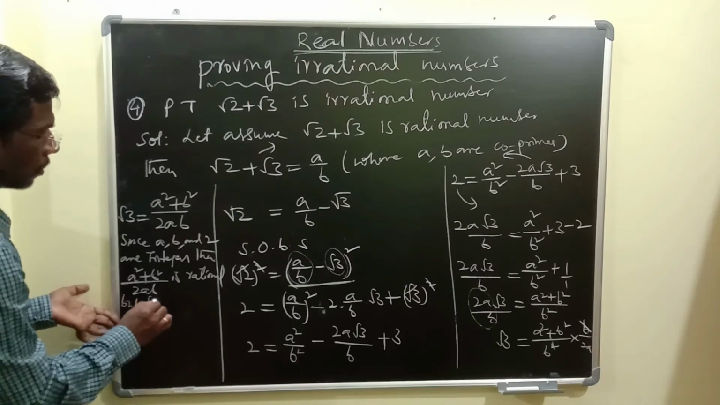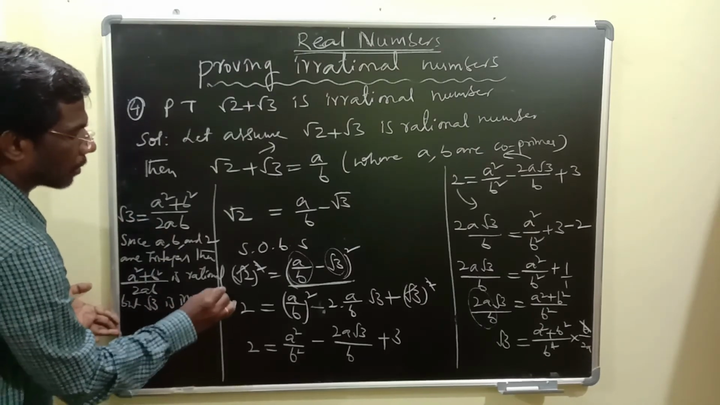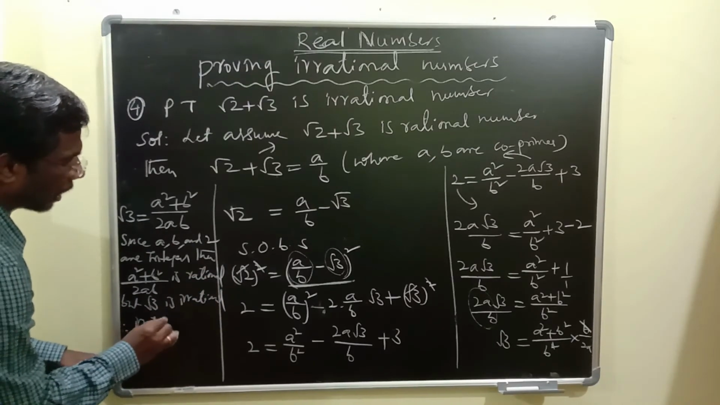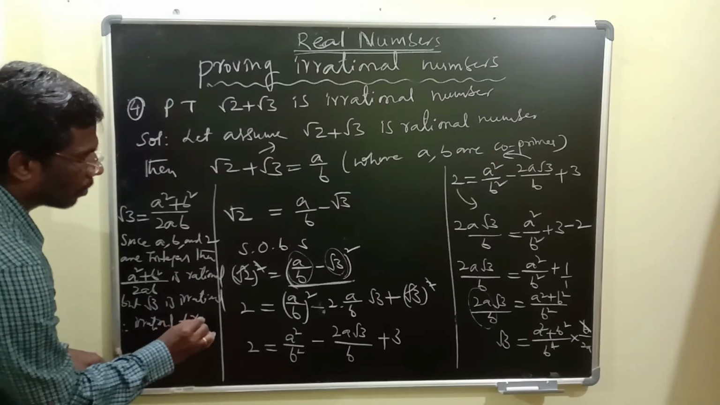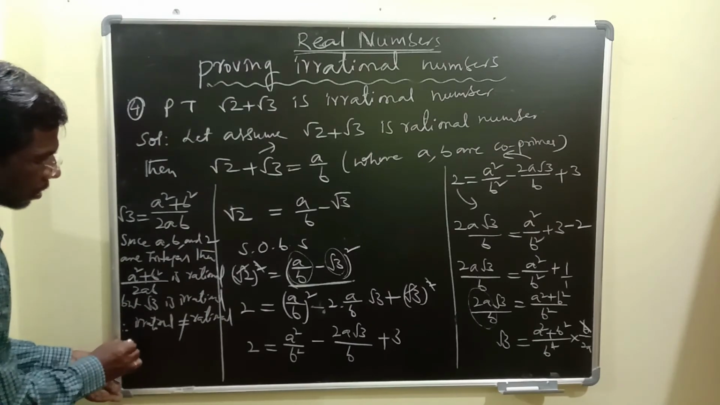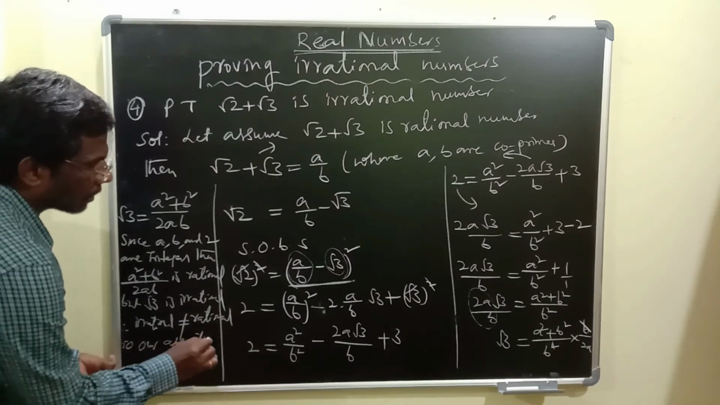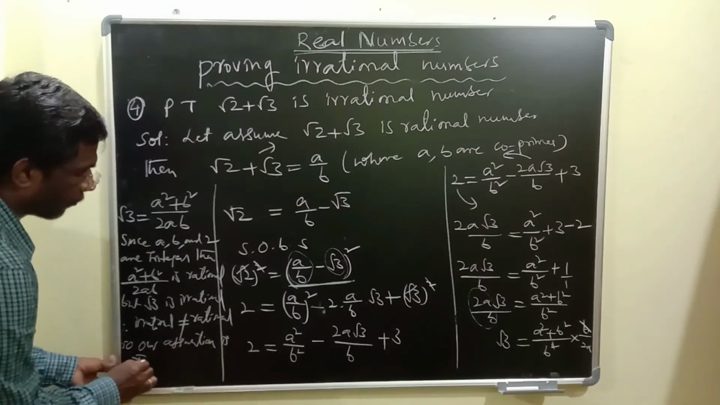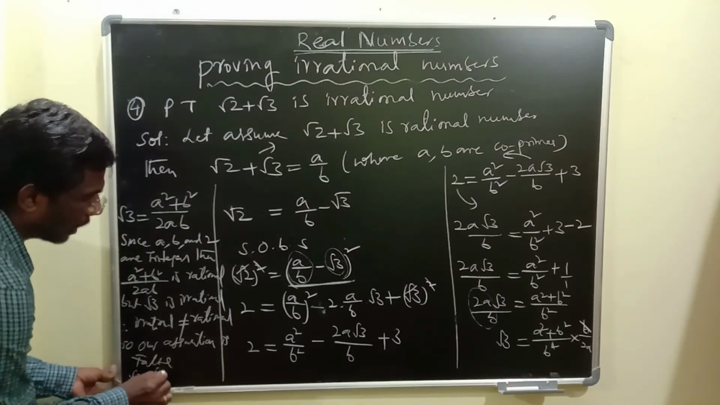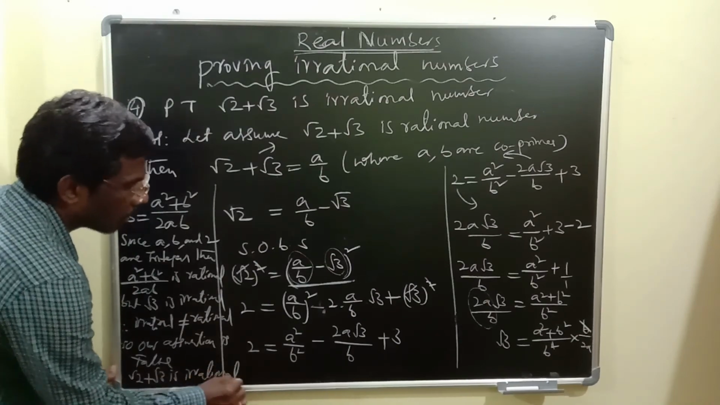but root 3 is an irrational number. Therefore, irrational is not equal to rational number. So our assumption is false. So, what they gave, root 2 plus root 3 is an irrational number. It is correct.